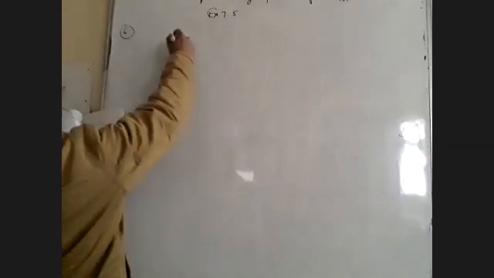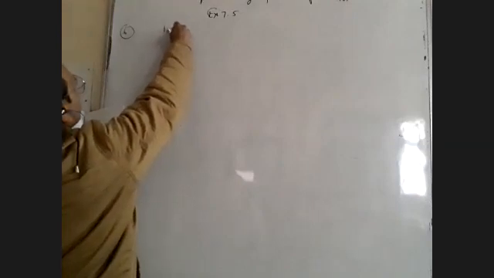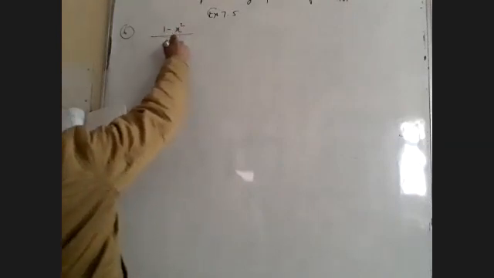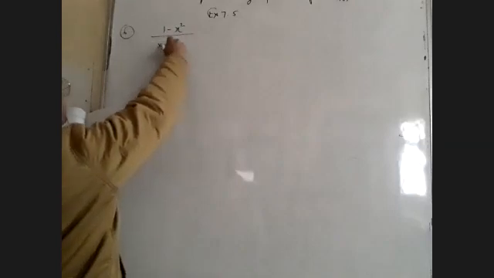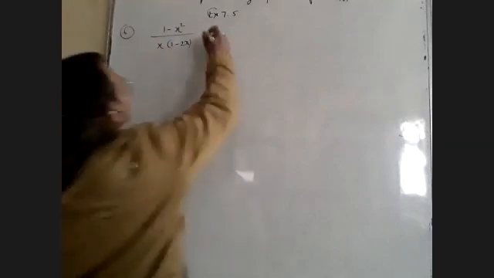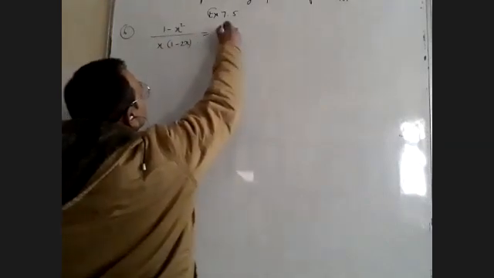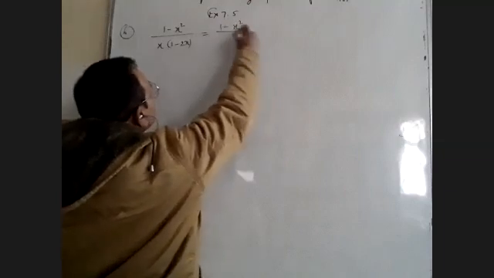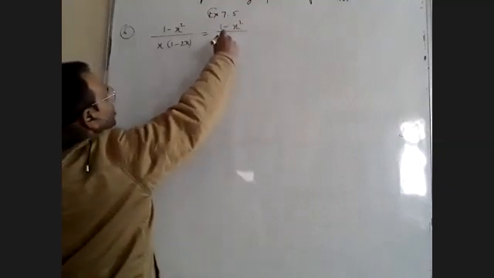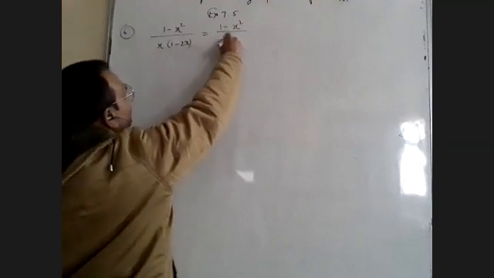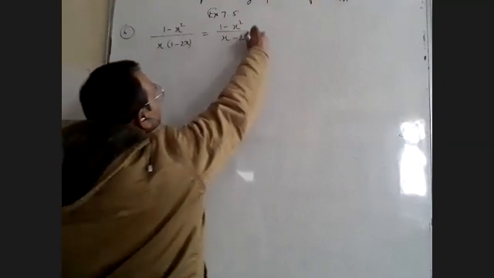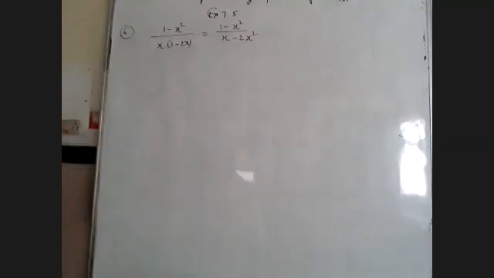This is 1 minus x square divided by x times 1 minus 2x. This you have to integrate. For integrating, first you see that the degree of the numerator is less than the degree of the denominator. Sorry, equal, okay, not less than. So first of all, we will convert it into a proper fraction.